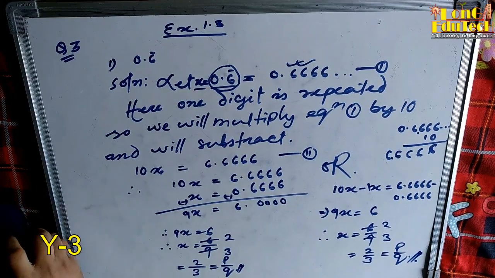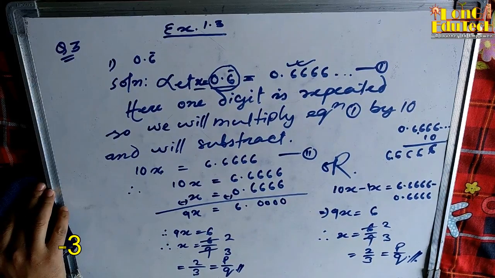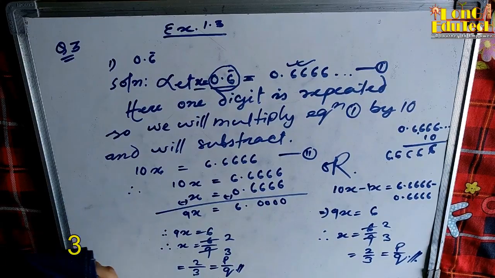Okay, second number also is the same thing, only one value is repeated. So I will leave this one and I will do the number 3.